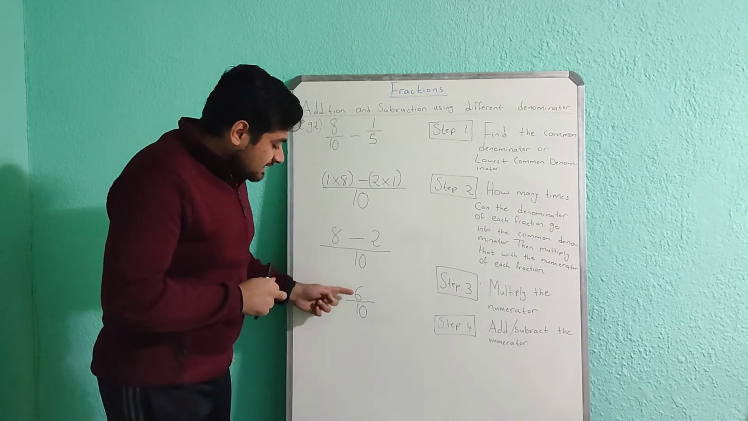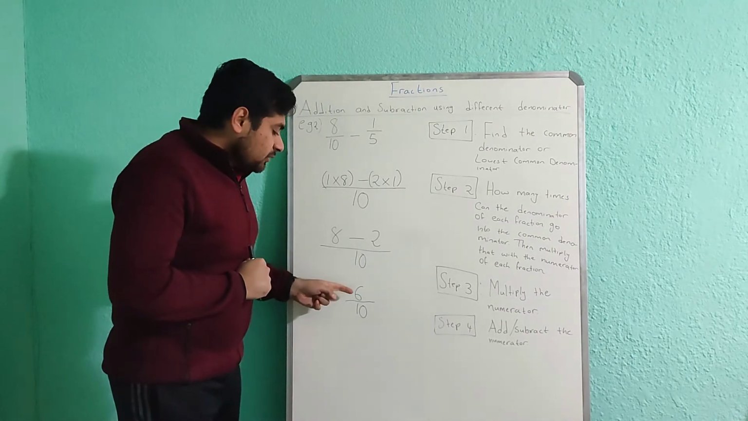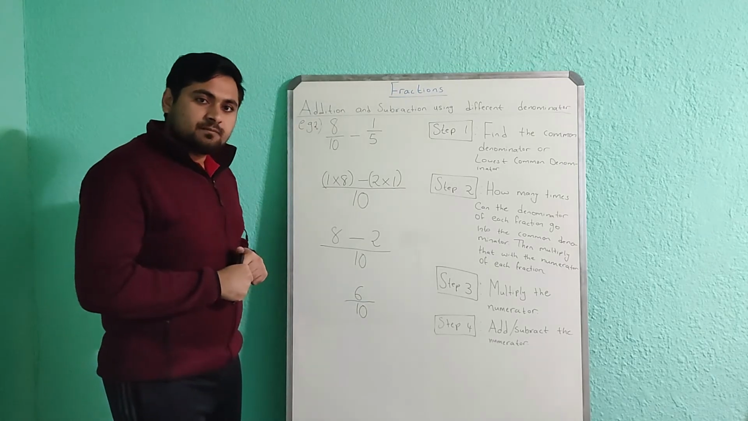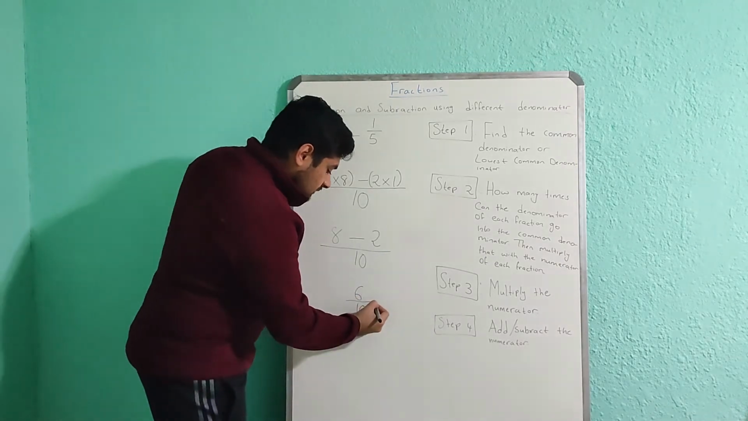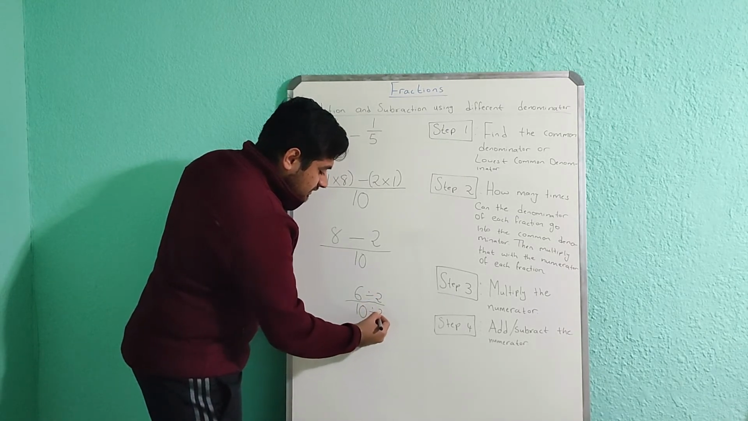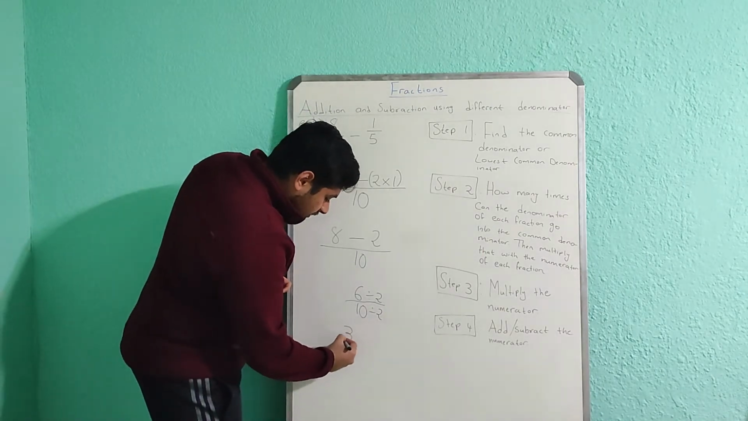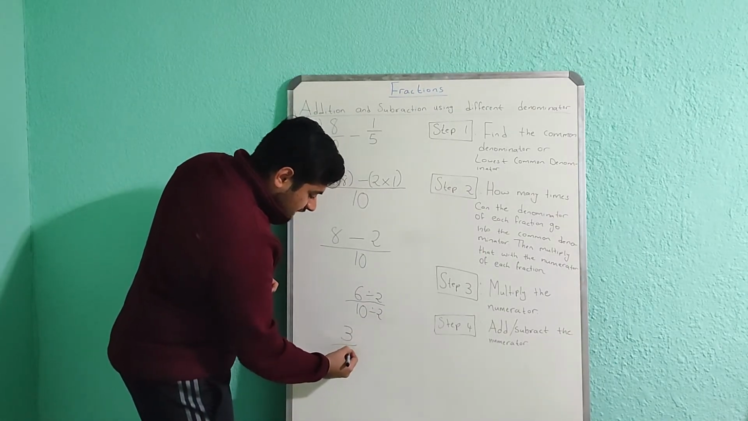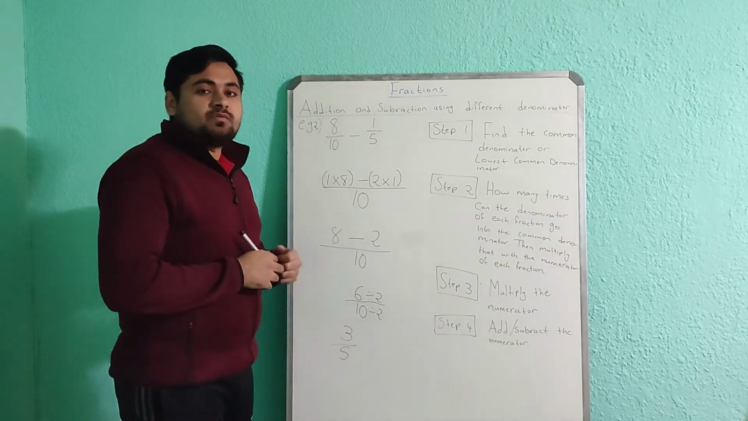So by looking at 6 and 10, I know there exists one number that can divide both the 6 and the 10. Right? And that number is 2. If we say 6 divided by 2 and 10 divided by 2, what is 6 divided by 2? 3. And what is 10 divided by 2? 5. Hence our final answer is 3 over 5.